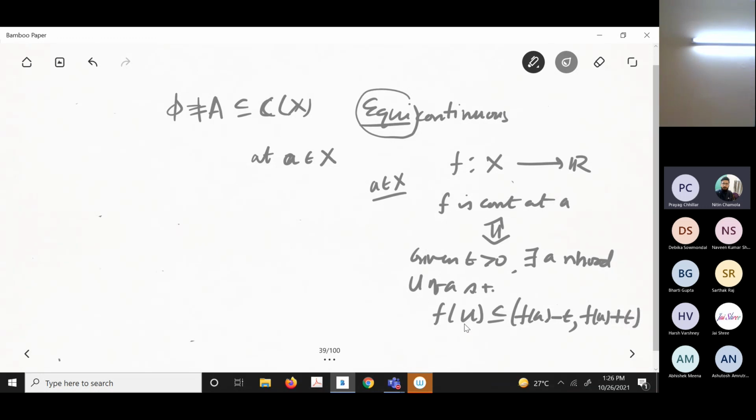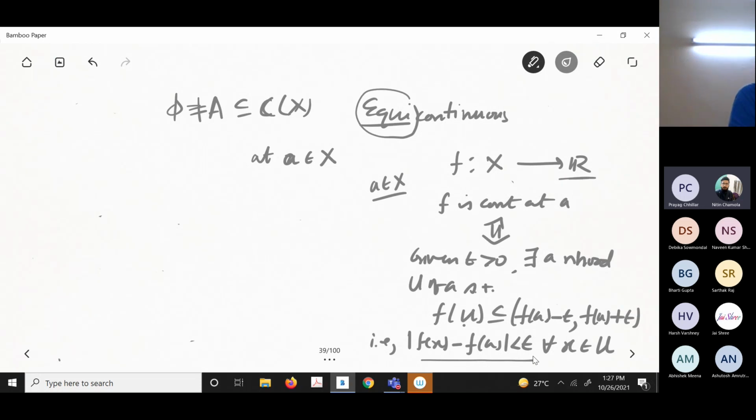That means any x here, fx goes here. That means mod fx minus fa less than epsilon for all x belongs to Q. See, on that side we have the metric space R, and we can use the usual, very basic delta epsilon definition between two metric spaces. Only thing here you will have a neighborhood. Okay, right? So now look, what is equi?